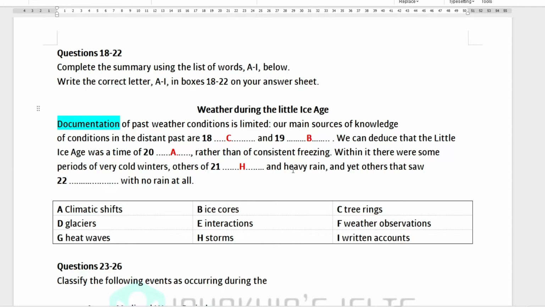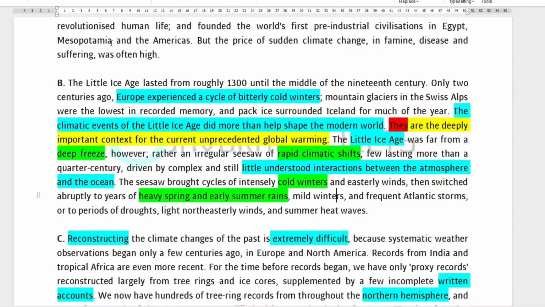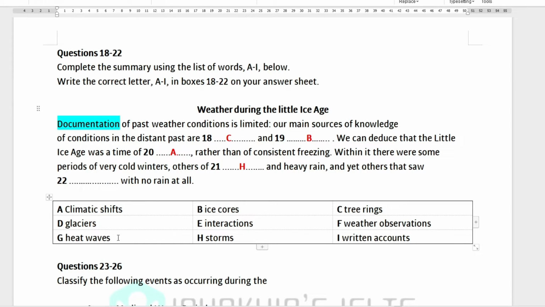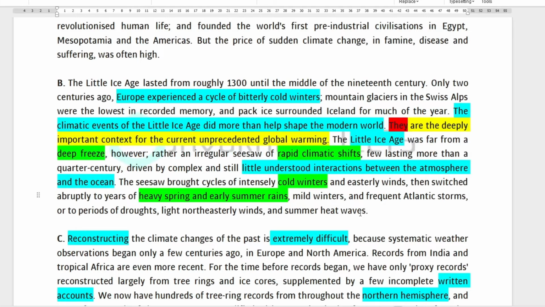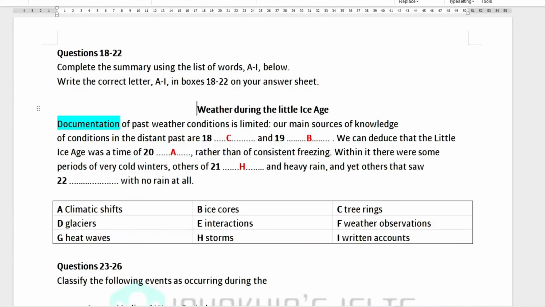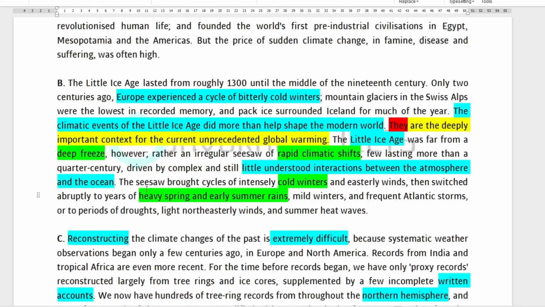They saw heavy rain, yet others saw no rain at all. So I think that's pretty much heat waves. Do we have heat waves there? We just have to make sure we're choosing a correct answer. Although I'm pretty much 100% sure that it's heat waves, the seesaw of climate changes also brought heat waves, which are periods of very high temperatures, and droughts, long periods with no rain.